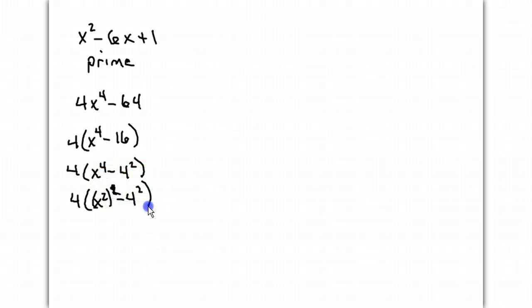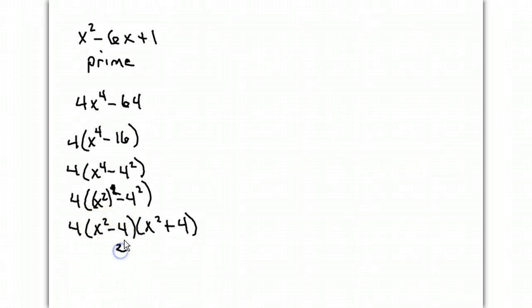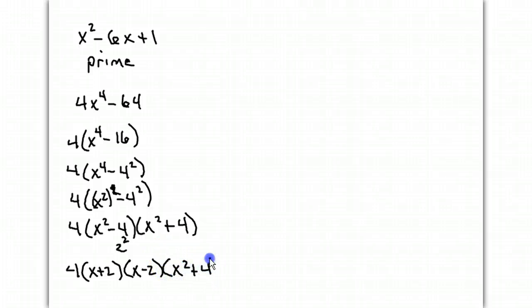So now you have a difference of squares, and that's going to be x squared minus 4 times x squared plus 4. Now the question you must ask yourself is, am I through with this problem? And the answer is no, because you still have a difference of squares there, because 4 can be written as 2 squared. So this can actually be broken up. How you write it is x plus 2, x minus 2, because this is x squared minus 2 squared, and you still have your x squared plus 4. So this will be your final answer.